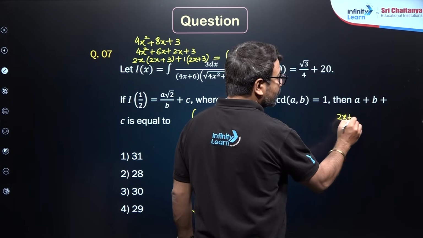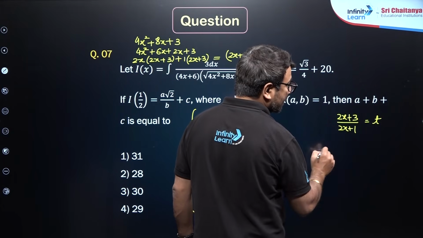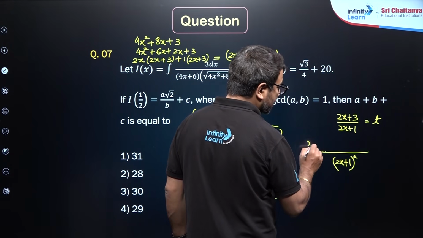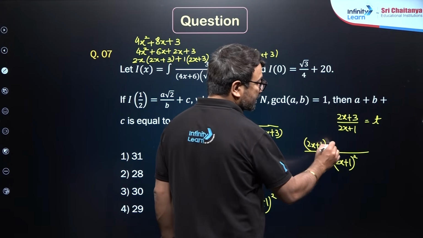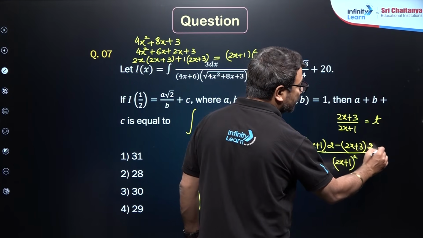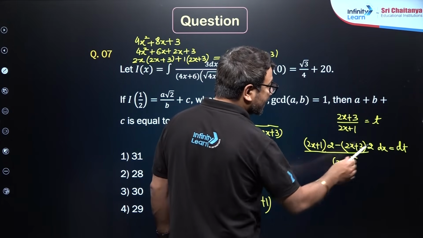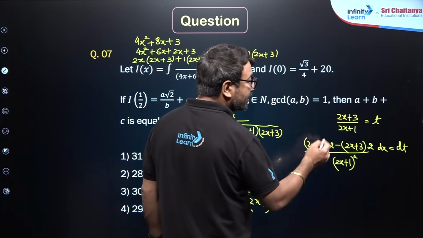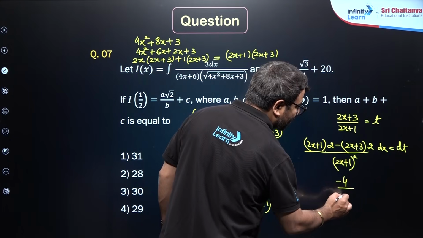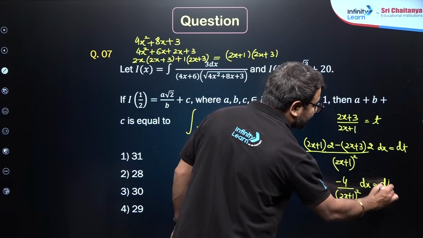Advantage is, if you assume 2x plus 3 over 2x plus 1 as a new variable t, then on differentiating both sides, here you will write denominator square, then it is denominator as it is, differentiation of numerator, numerator as it is, differentiation of denominator, here it is dt. So 4x minus 4x will become 0 and 2 minus 6 will become minus 4 over 2x plus 1 whole square, then it is dx equals dt.